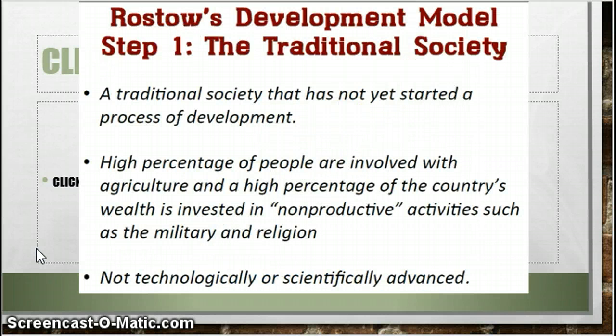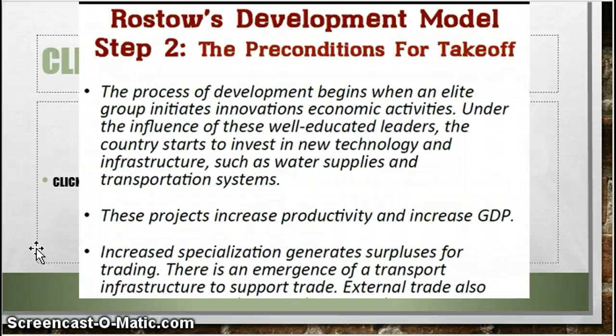So going through them individually, Rostow step 1 is traditional. There's no development that has happened. People are agricultural. People are very involved in their local communities, no technology.